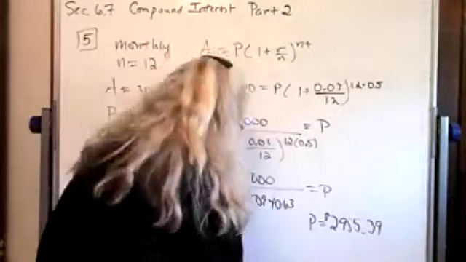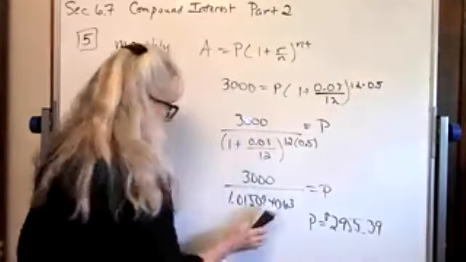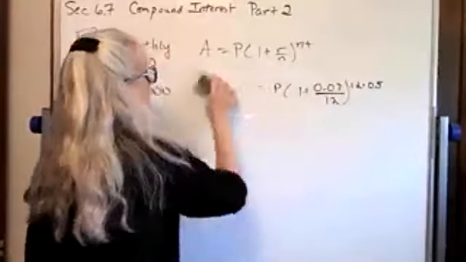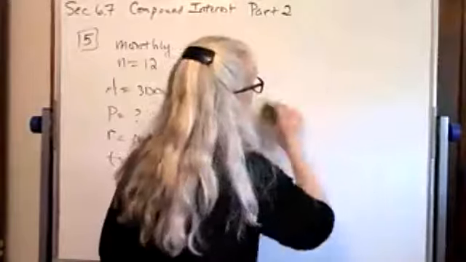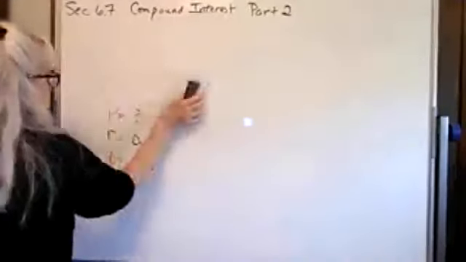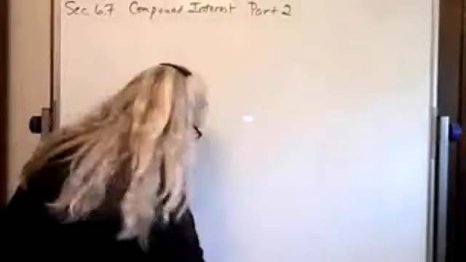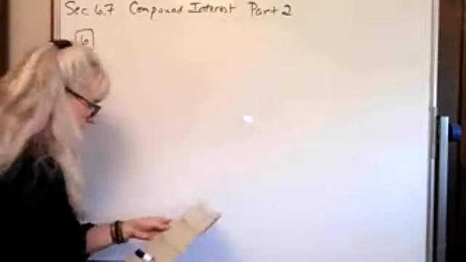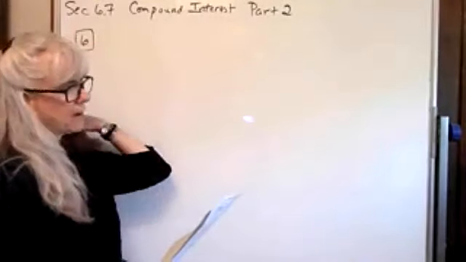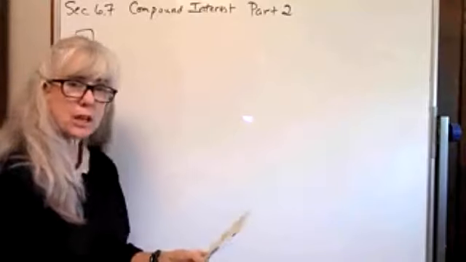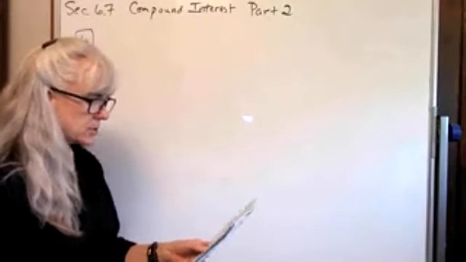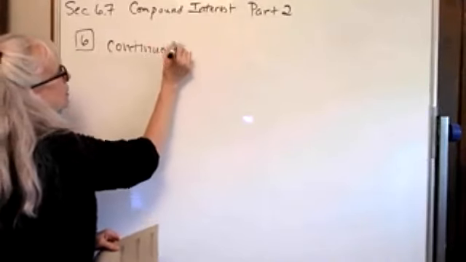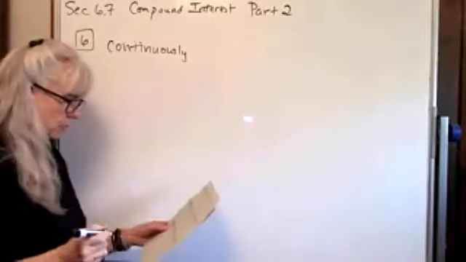In example 6, Kelly had 10,000 to invest and wants to have 25,000 in the account in 10 years for her daughter's college education fund. Woohoo, Kelly! If the account pays interest compounded continuously, notice how I go looking for that word first. What interest rate is required?